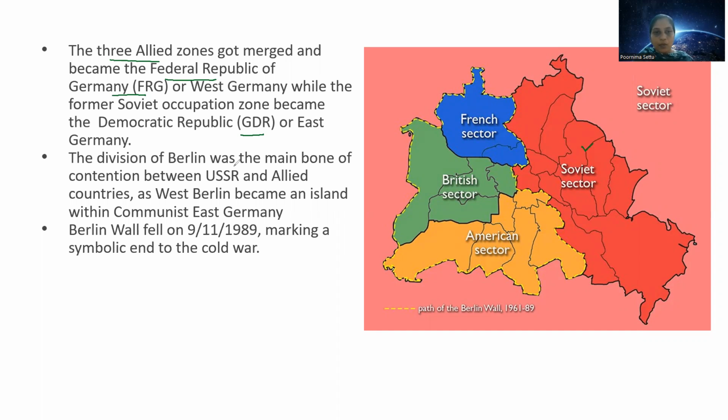Berlin was the main bone of contention between the USSR and the Allied countries. West Berlin became an island within the Communist East country. This is the path of the Berlin Wall. The Berlin Wall fell on November 9th, 1989, which gave the symbolic end to the Cold War.